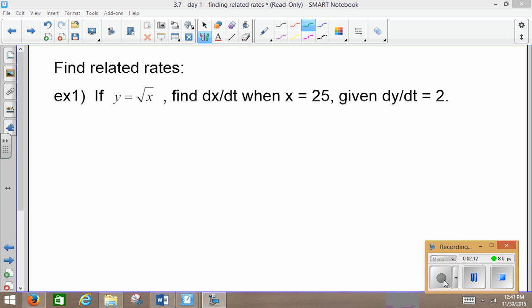It says if y is equal to the square root of x, find dx dt when x is 25, given dy dt is equal to 2. We're not going to put a hint. A three step thing? Like what do you mean? The derivative and then plug in the x. Well, let's find the derivative. Let's just see what happens. All right, so first step, find the derivative.